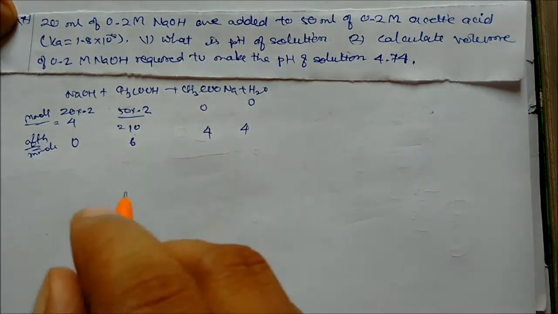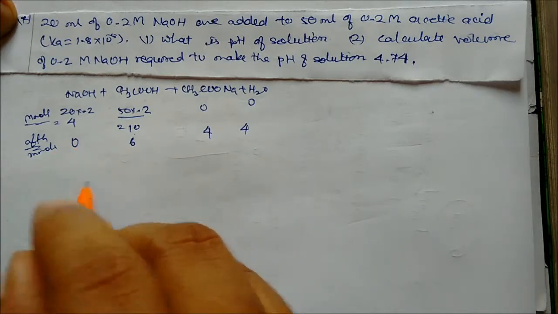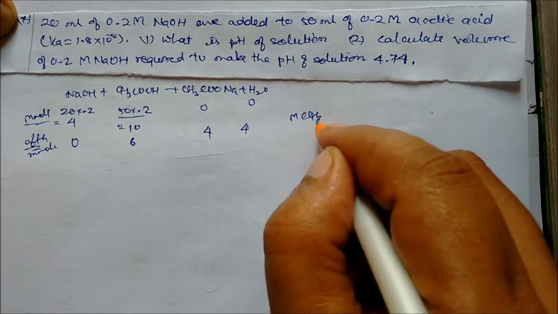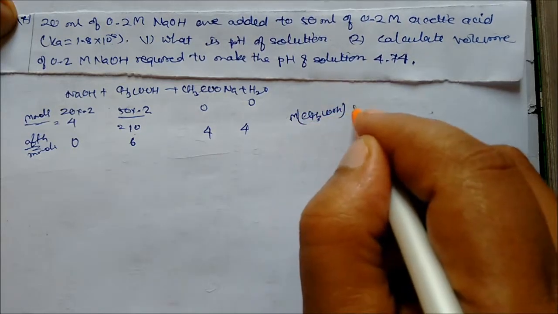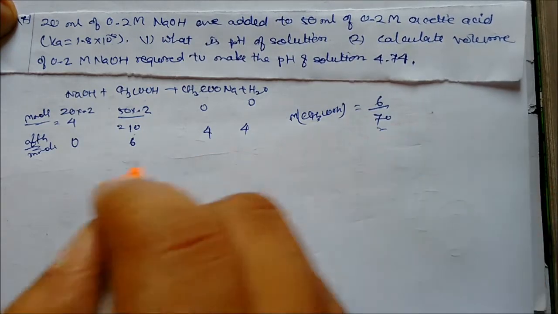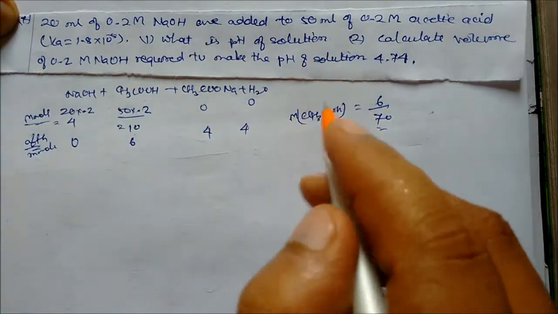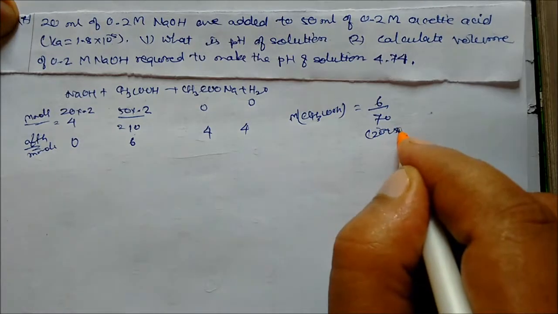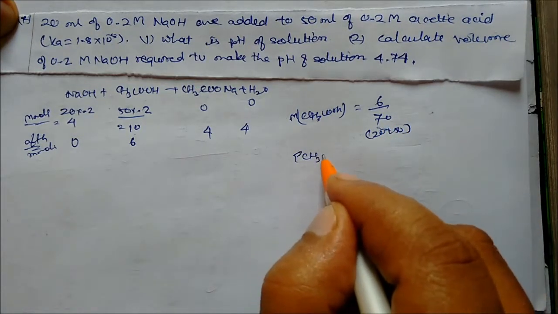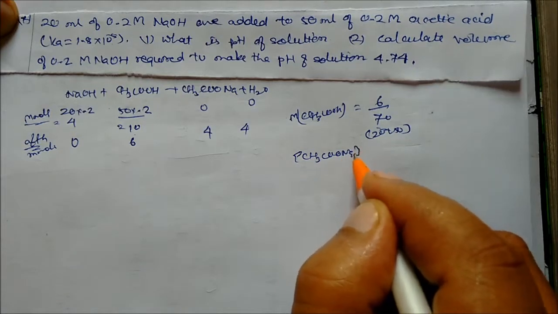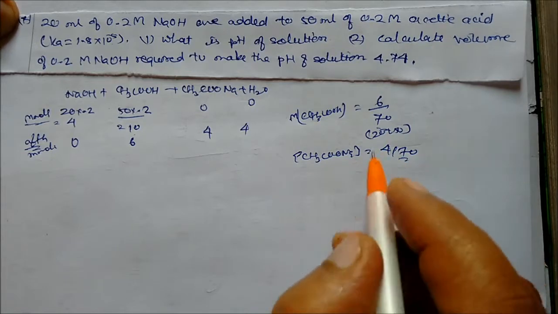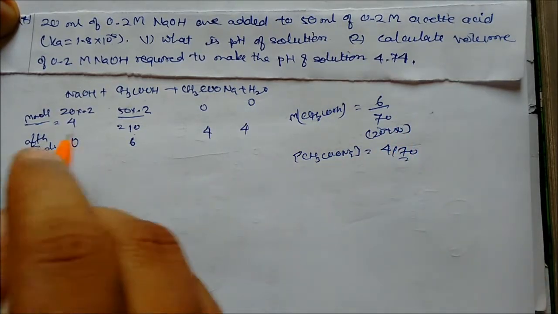Now we can see what is the molarity of acetic acid. The molarity of acetic acid will be 6 by 70. Why 70? Because the volume is 50 plus 20, this is 20 plus 50, so this becomes 70. Again, the concentration of sodium acetate will be 4 upon 70. Since the volume is the same in this case, we will take only the mole values. So now this becomes your acidic buffer.